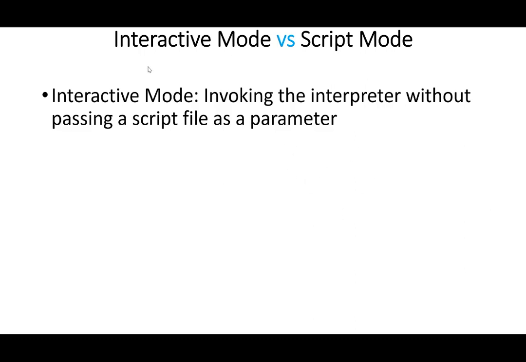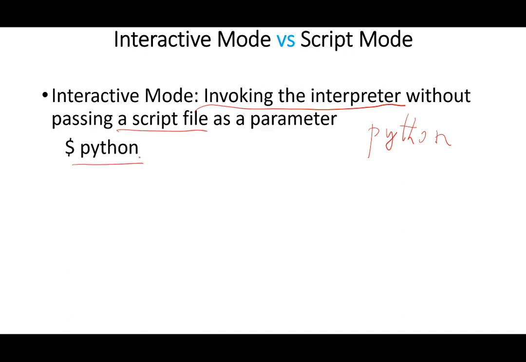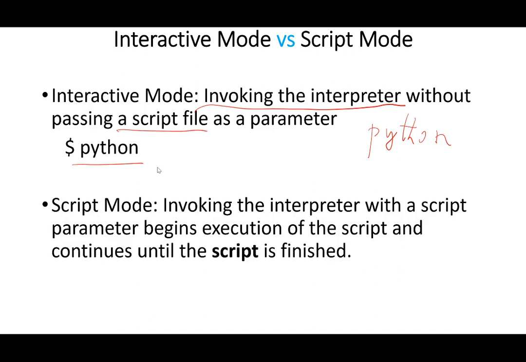explain the interactive mode and script mode. These are the two modes of Python programs. For interactive mode, we can invoke the Python interpreter. The name is python. We invoke it without passing a script file as a parameter, just like this on the command window, on the terminal.